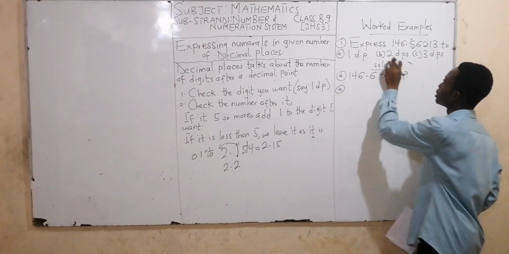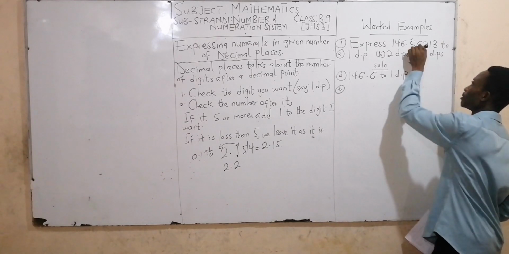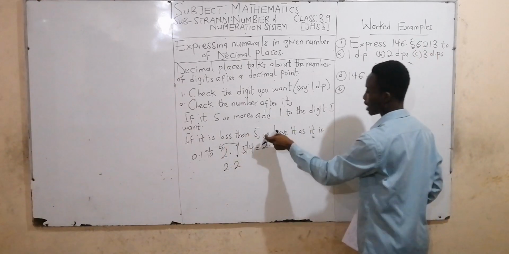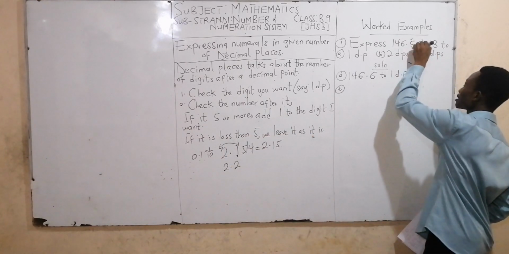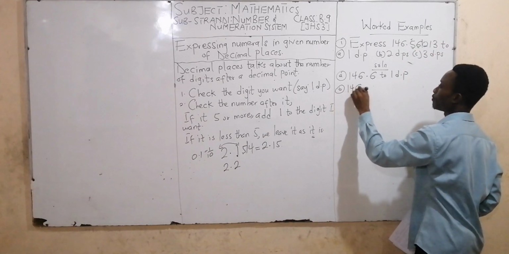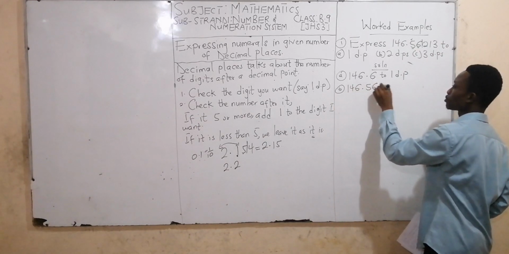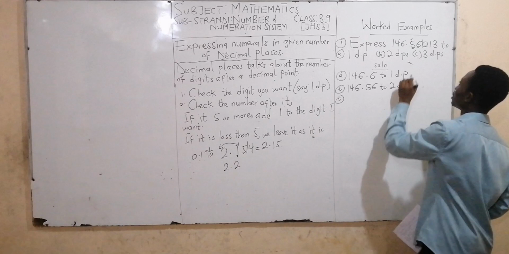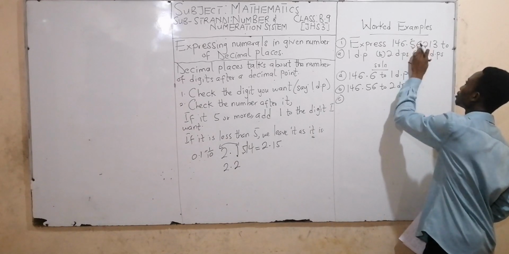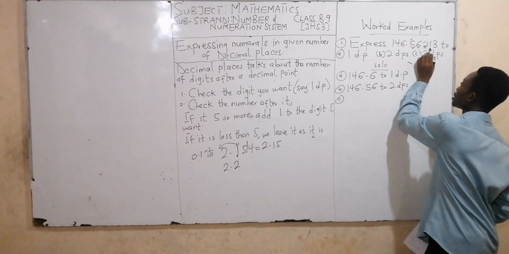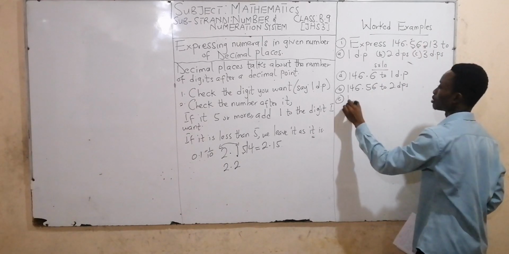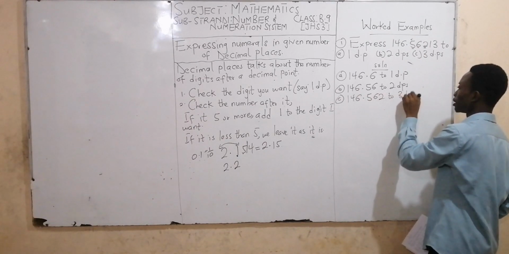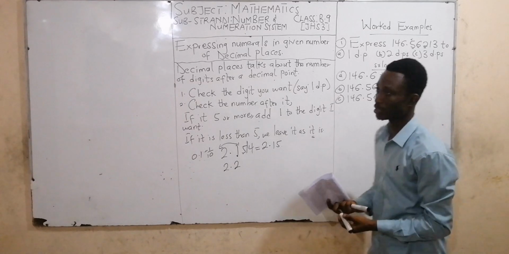B, 2 decimal places. Which number falls on 2 decimal places? It is 6. We check what is after it. It is less than 5. If it is less than 5, we leave it as it is. So we leave the 6 as it is. So 146.56 to 2 decimal places. And C, 3 decimal places. 2 falls on 3 decimal places. Now we check what is after it. It is less than 5, so we leave it as it is. So 146.562 to 3 decimal places. That's easy and simple.